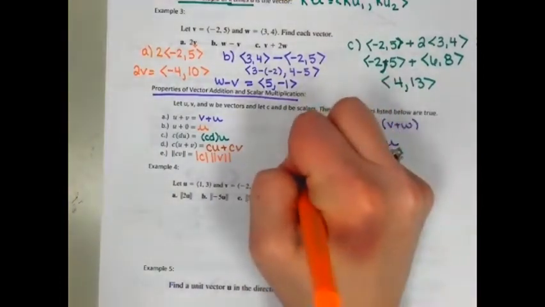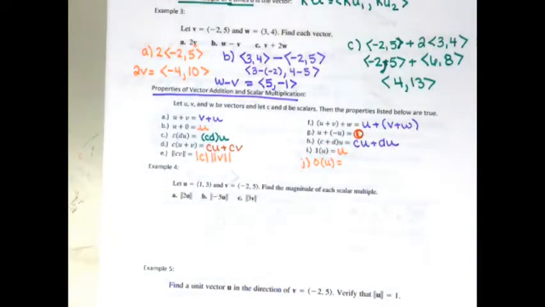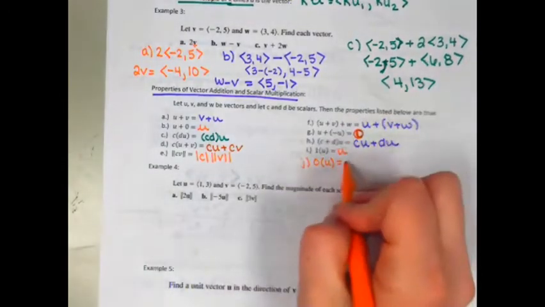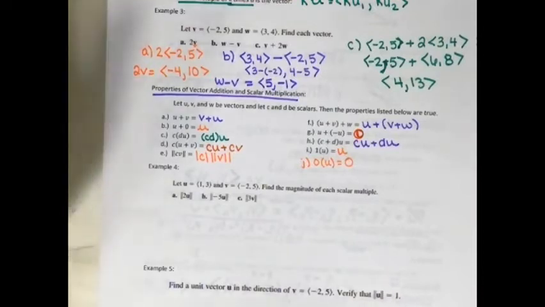And then I forgot one more. So that's 0 times u. What's 0 times u? 0. That's the multiplication property of 0. All right.